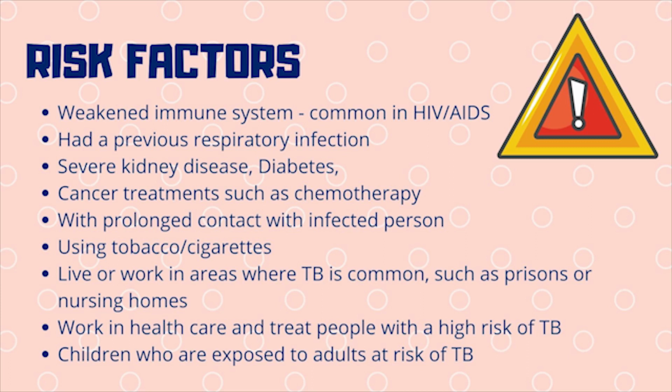And then what are the risk factors? So as I mentioned, if your immune system is weakened, you are at high risk. HIV or AIDS patients are common, because their immune system is low and not functioning well. And then if you have previous respiratory infections such as pneumonia, bronchitis, and similar medical conditions, if neglected and not treated properly, it will progress to PTB. And then severe kidney diseases, diabetes, and cancer treatments such as chemotherapy. If a person underwent chemotherapy, their immune system becomes weakened.